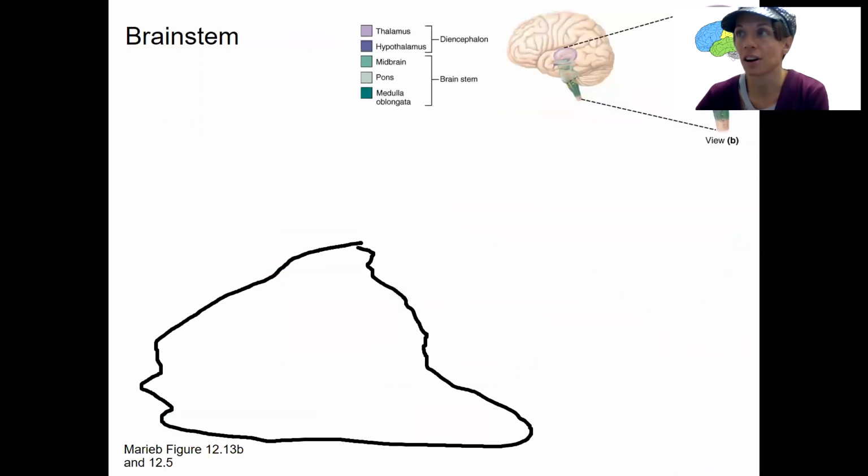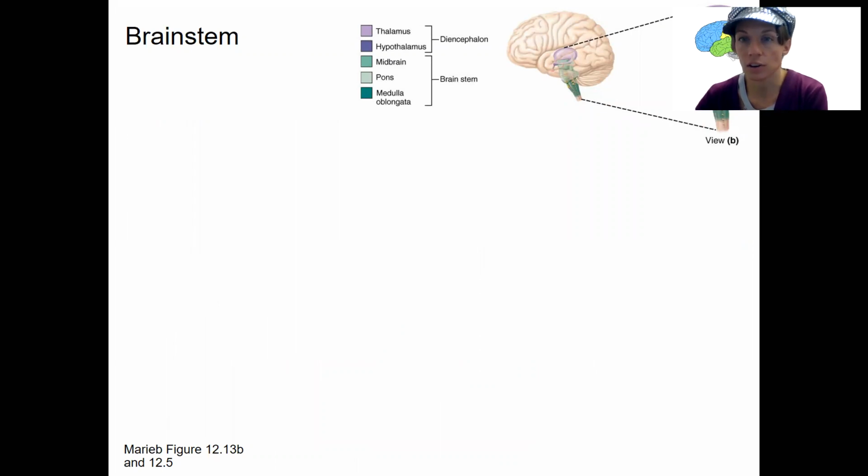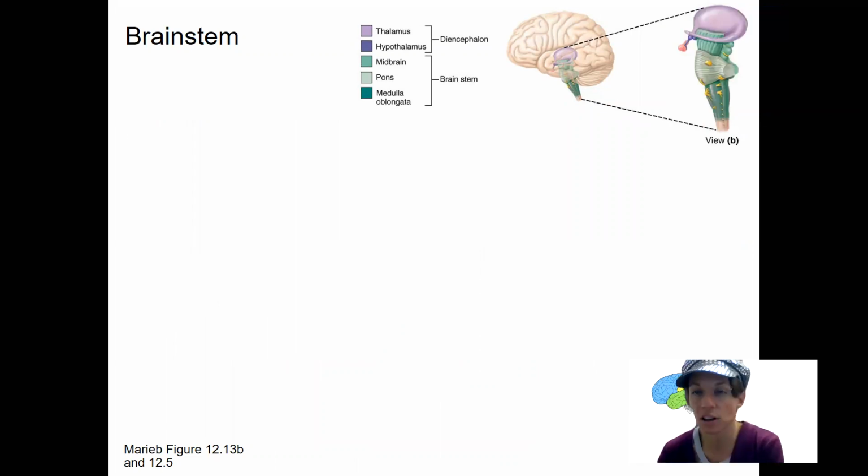As a reminder, again, here is another image of the diencephalon in the same image along with the brainstem. If we're talking about the diencephalon, that's everything that's in purple color. And then the midbrain is the most superior part of the brainstem. So we've got midbrain, pons, and medulla.